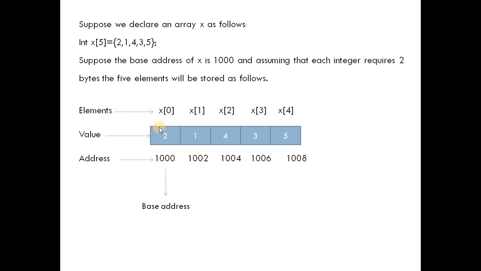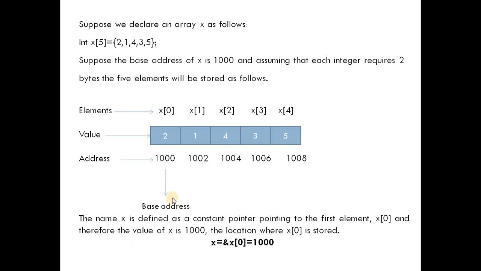Now this base address will be stored in the array name, that is x. The name x is defined as a constant pointer to the first element, that is x of 0, and therefore the value of x is 1000. This address of the first element will be stored in the variable x. That is the base address, the location where x of 0 is stored. That is, x is equal to the address of the first element, which is 1000 in this given example.